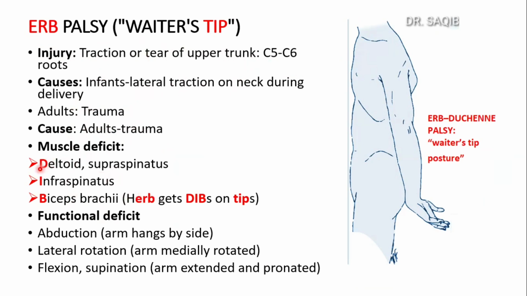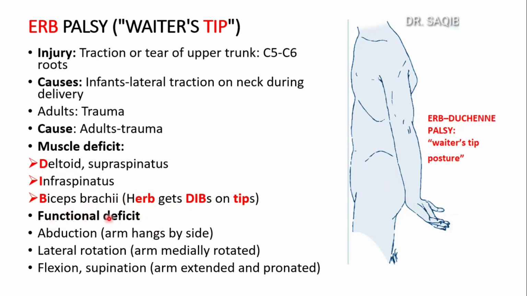Let's go through that. Deltoid, remember the D, and the supraspinatus, infraspinatus, remember the I, biceps brachii, B. These muscles should be paralyzed. Here you could see "Erb gets DIBs on tips," right? So in Erb's paralysis, DIB from these three muscles, DIBs on tips. This is the waiter's tip position. This is the mnemonic: Erb gets DIBs on tips.